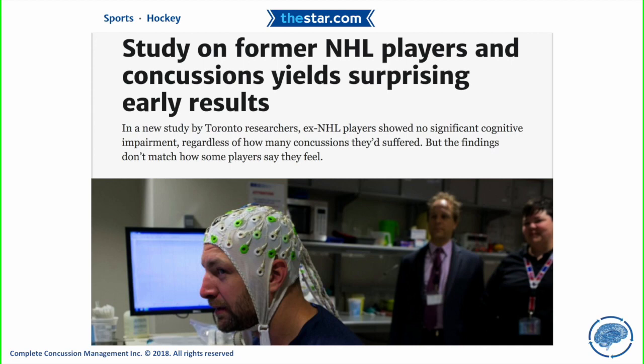And so we have to be very cognizant of what these headlines are doing to former athletes. Being able to provide them with education on this research really helps patients out in terms of having a good recovery and easing their mind a little bit.